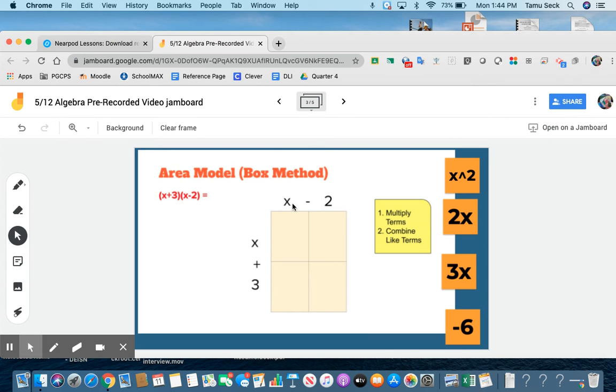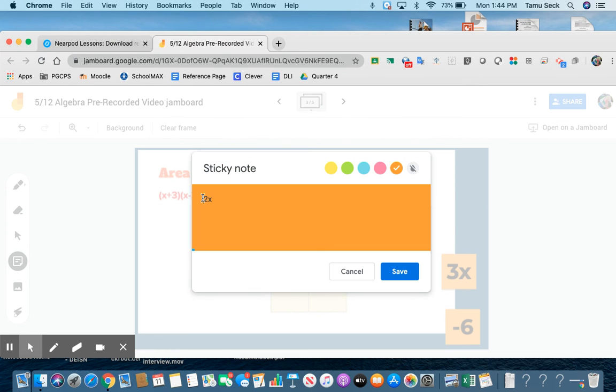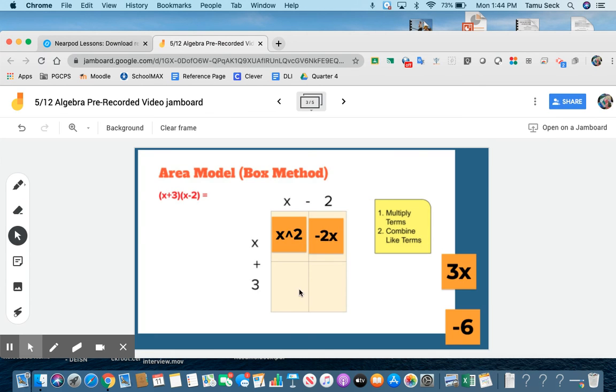Okay, now x times x is x squared. Now x times negative 2 is negative 2x. X times 3 is 3x. And 3 times negative 6 is negative 6.